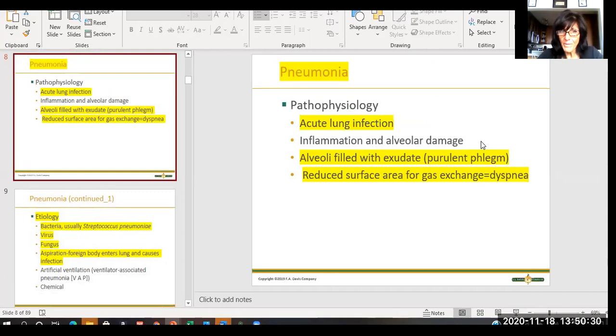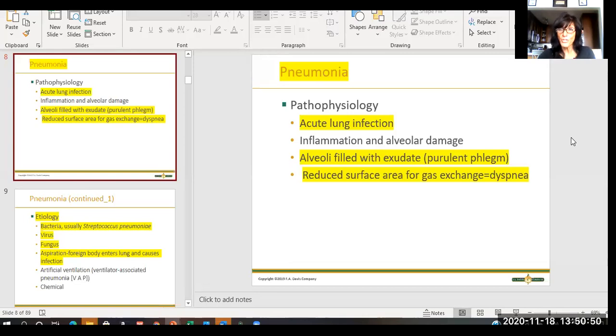Just remember that. Pneumonia is an infection in the lungs. It's not pulmonary edema. It's not fluid. It's pus. Okay, that is what pneumonia is. And pneumonia can be viral or it could be bacterial, but it's an infection in the lungs.